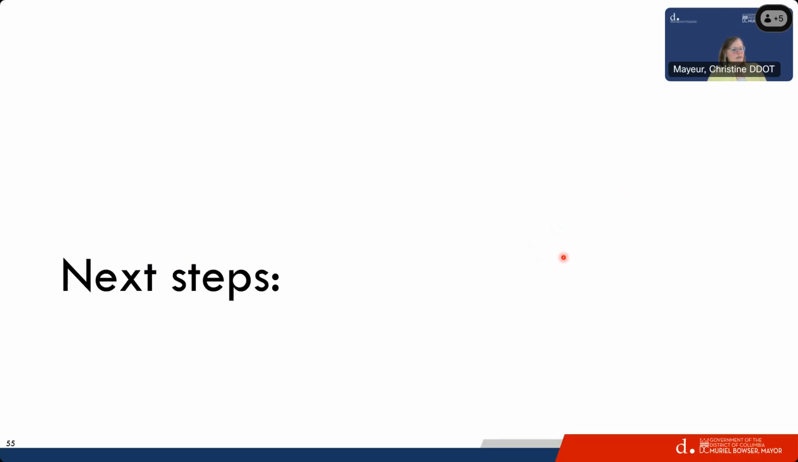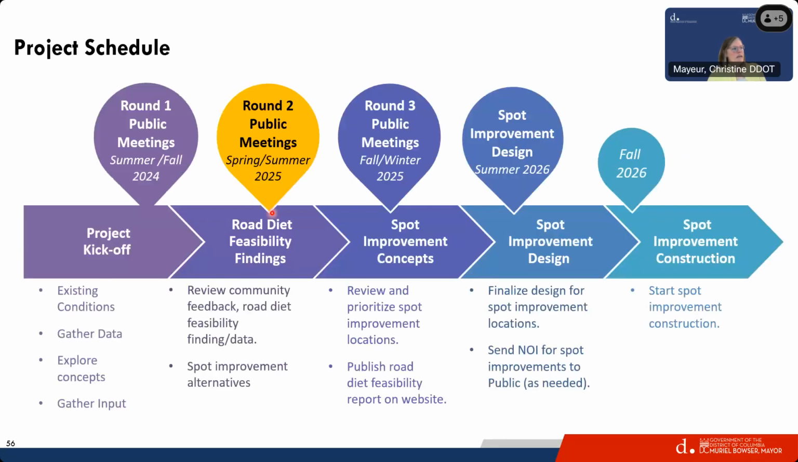So our next steps, we're on our second round right here. And we're talking about the road diet feasibility findings that we have seen through our data analysis, and starting to talk about the spot improvements that you all have mentioned and that we've seen from our data as well.